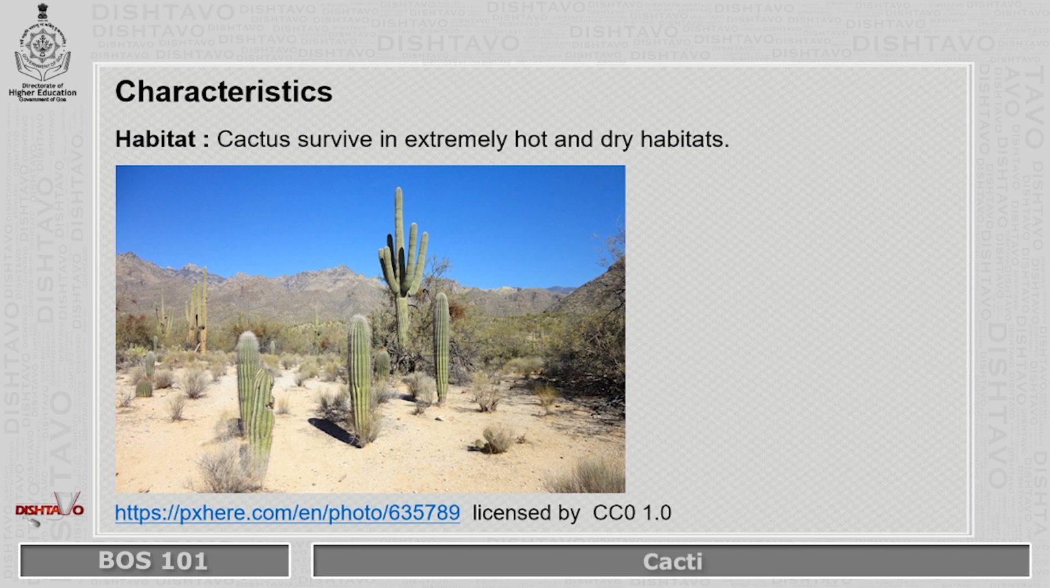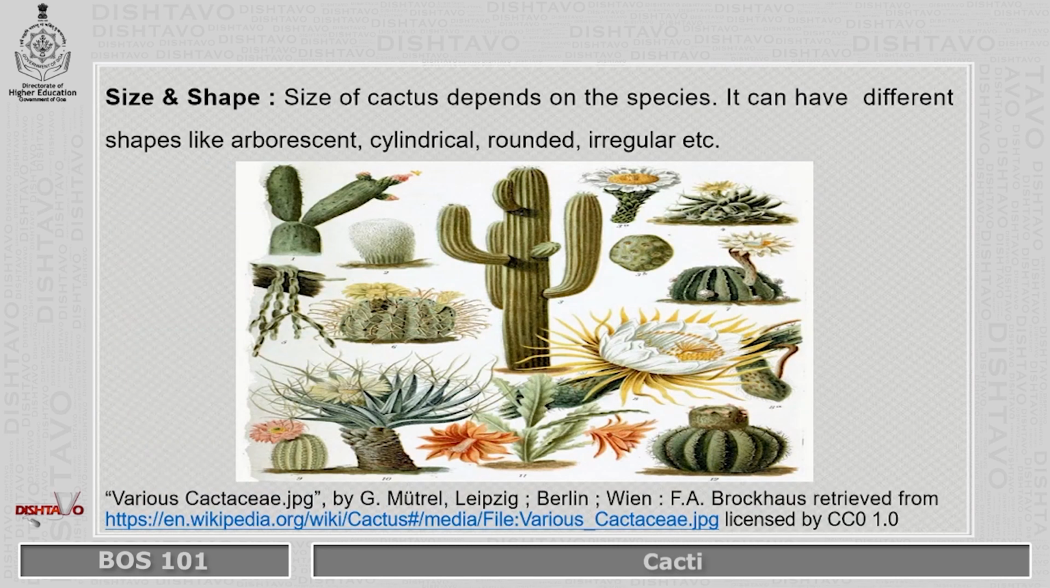Now this cactus is a plant belonging to plant family Cactaceae, a family which comprises about 127 genera with more than 1750 known species. Now the habitat of cactus. Cacti survive in extremely hot and dry habitat. That is the reason they are always found in dry environments like deserts or arid regions.